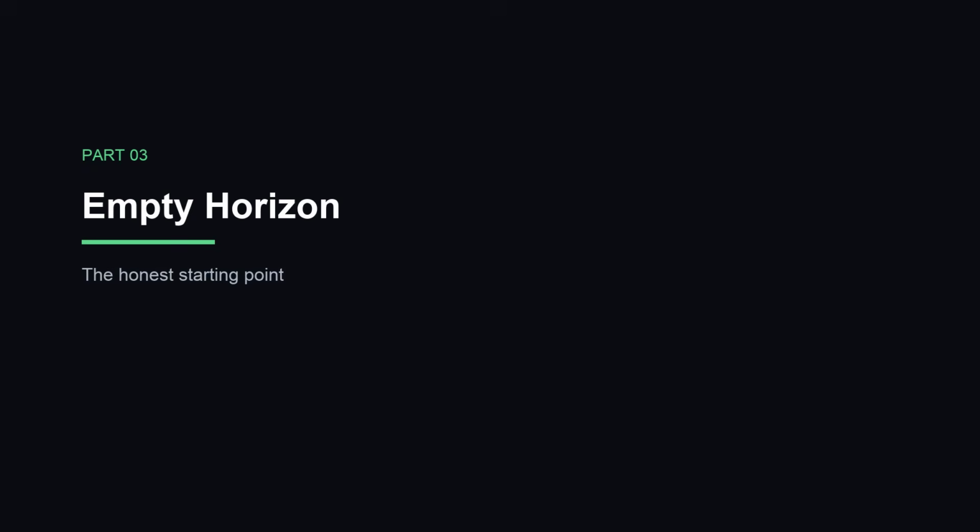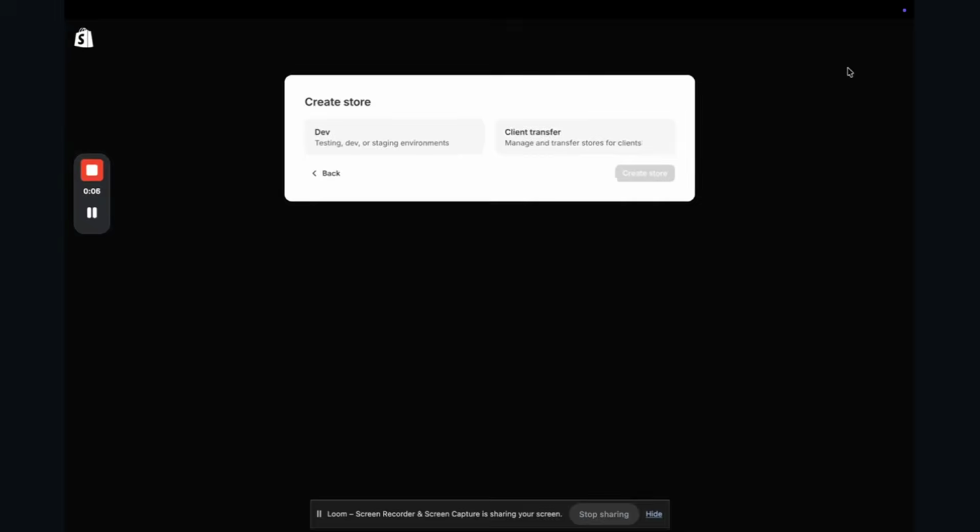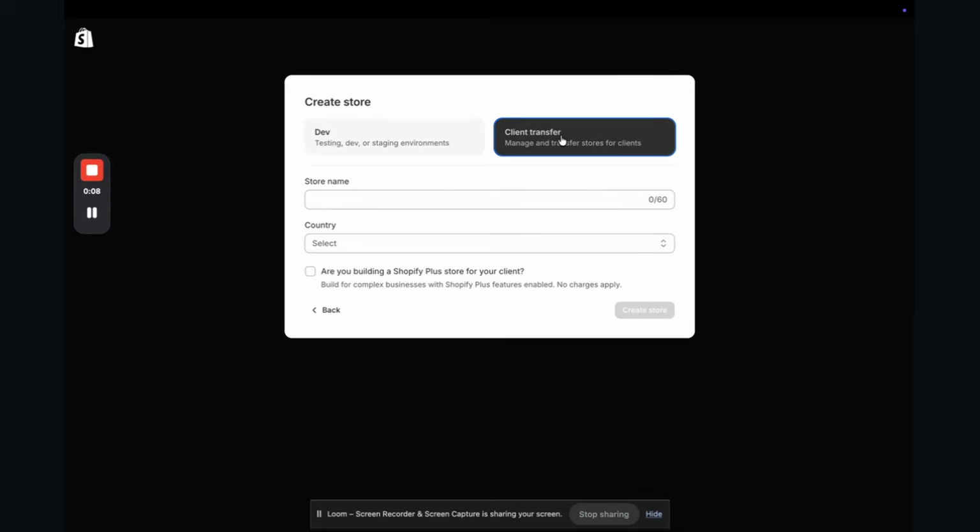Part 3, the honest starting point. In the Shopify partner dashboard, create a client transfer store. Choose client transfer, name the store, pick the country, and create it. Then go to online store themes. We did not buy a paid theme. We added Shopify's free Horizon theme from the theme library.